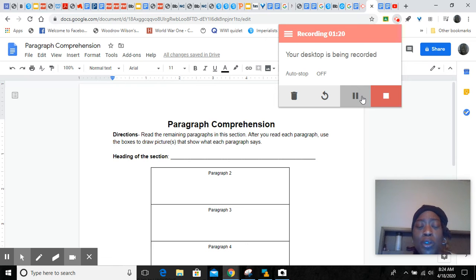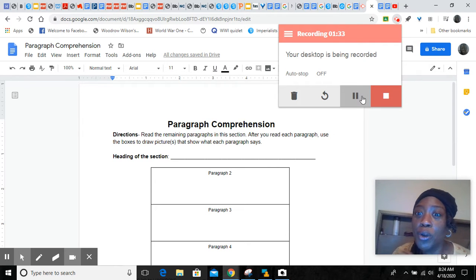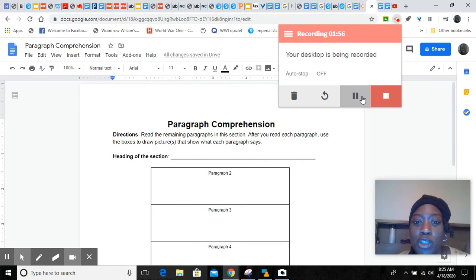Now it is possible to go through and draw each sentence of a passage, but you're going to need a lot of paper for that and a lot of time, and I don't have either. So we're going to work the rest of this by paragraphs. The directions say read the remaining paragraphs in this section. We've already done one. After you read each paragraph, use the boxes to draw pictures that show what each paragraph says.